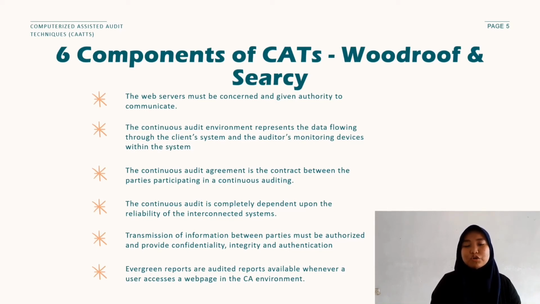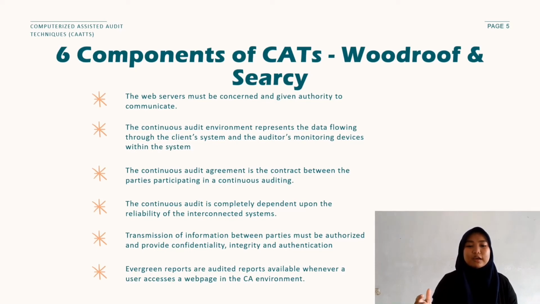According to Woodruff and Searcy, there are 6 components that a company must have in order to implement the continuous auditing technique. The first component is that the web server must be concerned and given authority to communicate. The second component is the continuous audit environment, which represents the data flowing through the client system and the auditor's monitoring devices within the system.